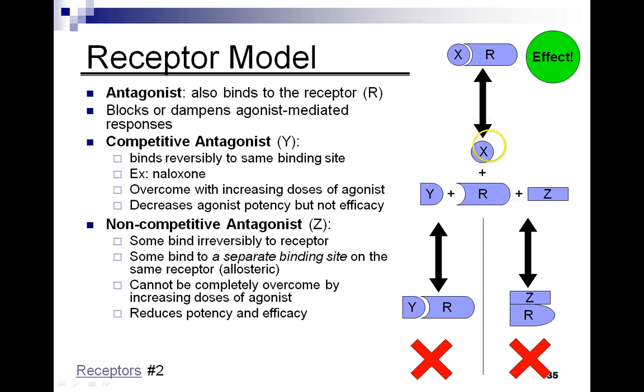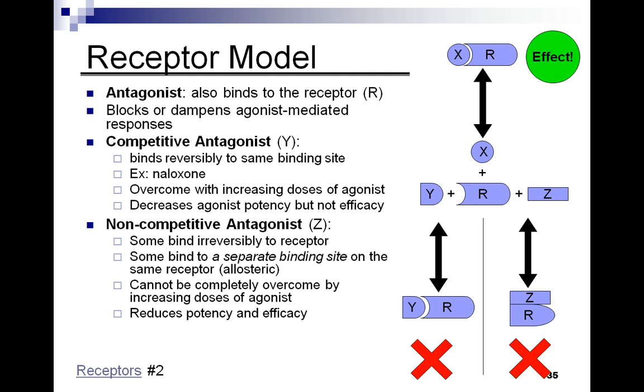And actually, the more X I give, the increasing doses of agonist can overcome the effect of this antagonist. So what we're really seeing is that competitive antagonists decrease the potency of an agonist, which means you'll need more agonist to get the same effect, but not efficacy. If I give enough agonist, eventually I'll have my effect. If I give enough fentanyl, I can not only overcome the Narcan, but I can get the full effect of fentanyl eventually.